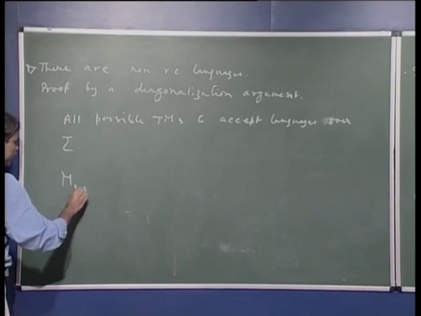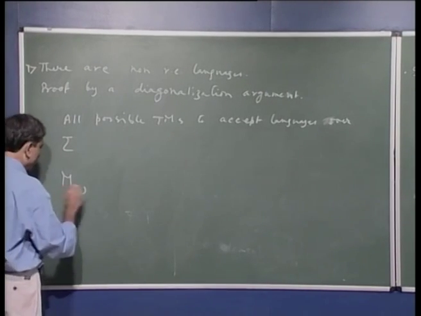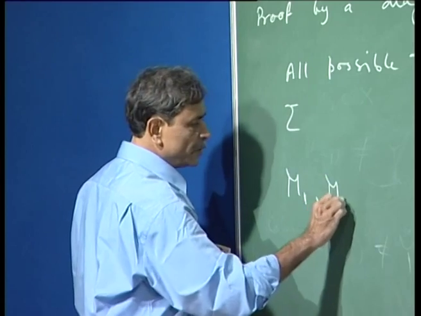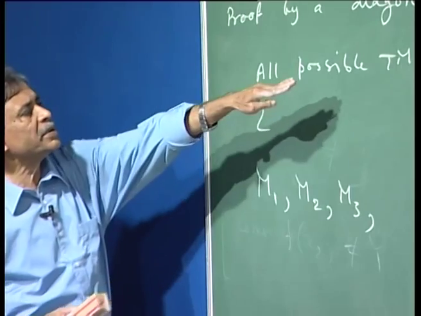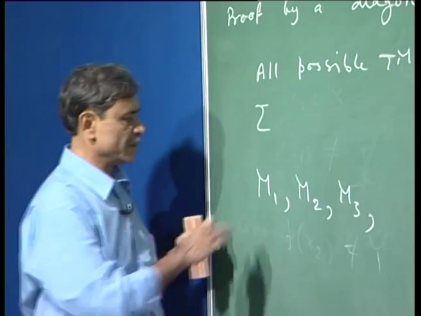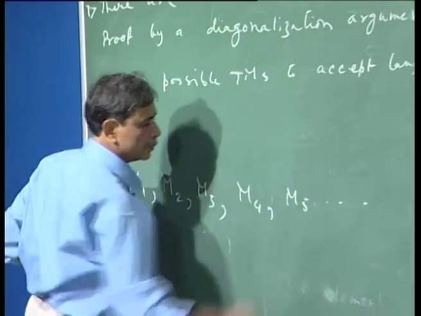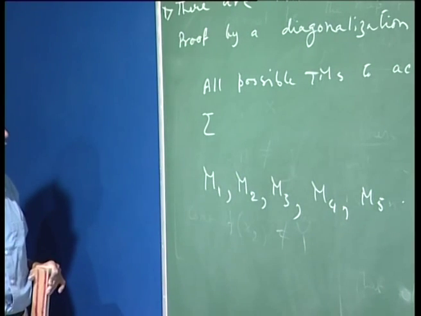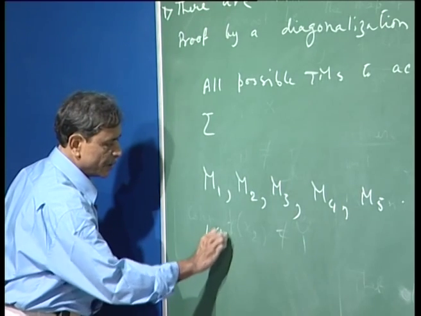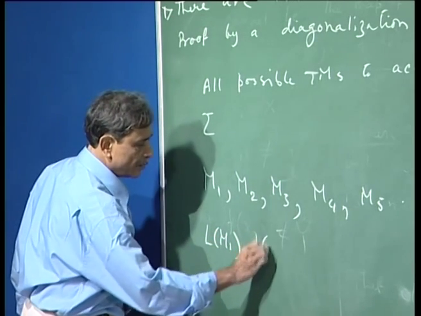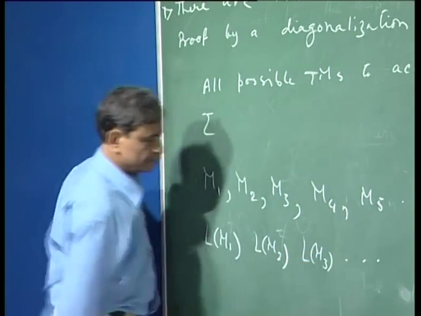What I mean is, the word is enumerate, which is a technical word, but think of it this way: it is possible for you to conceive of all these Turing machines in some sequence, M1, M2, M3, M4, M5 and so on. And each one of these Turing machines accepts some language. So, the language accepted by this is of course LM1, this is LM2, this is LM3 and so on.